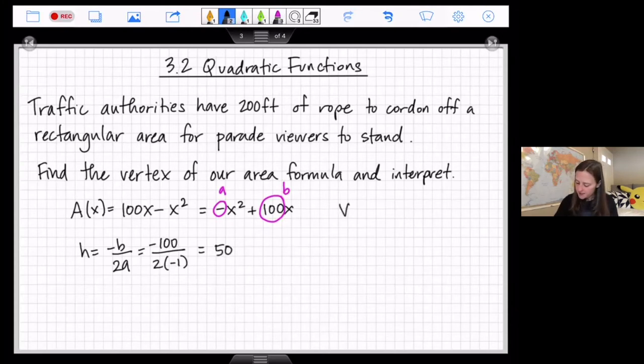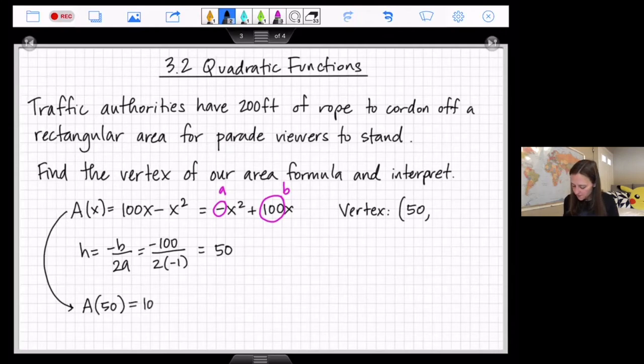Okay. So my vertex is going to be 50, comma something. To find the y coordinate, as usual, we're going to go plug back into our equation. So we're going to go back to our area function and figure out what is the area coordinate or the y coordinate that belongs to x equals 50. So we've got 100 times 50 minus 50 squared. All right, so 100 times 50 minus 50 squared, and I get 2,500.